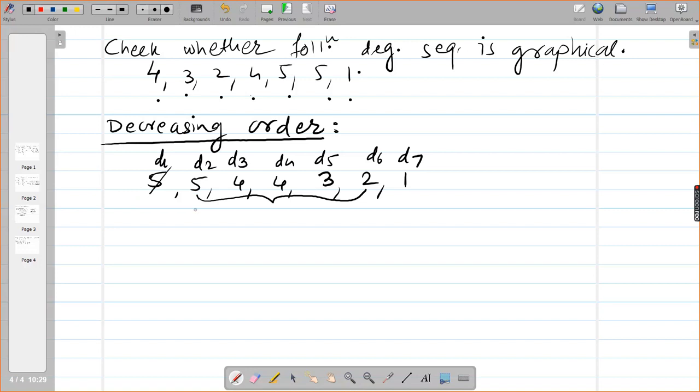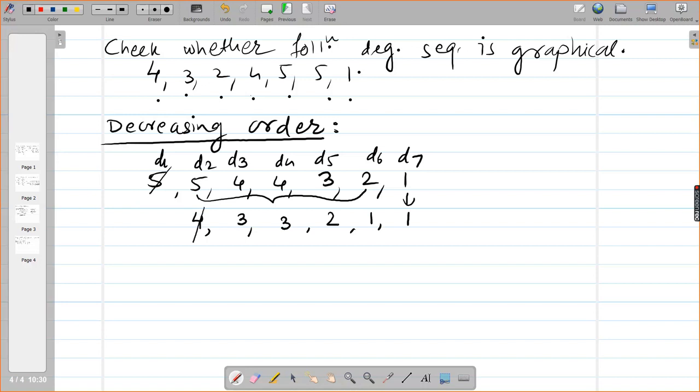So 5 minus 1 will become 4. 4 minus 1 will become 3. 4 minus 1, 3. 3 minus 1, 2. 2 minus 1, 1. And this one I am writing as it is. You understand it? Yes, ma'am. Now what is the next step?